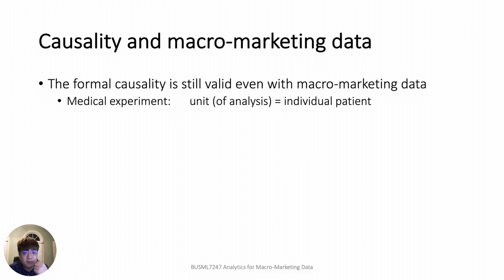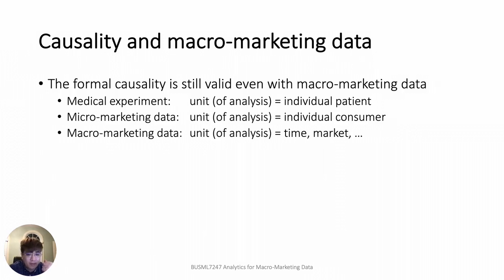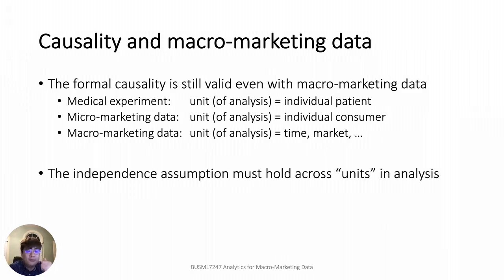That is, the full causality is still valid even with macro marketing data. In the medical experiment example, the unit of analysis is an individual patient. In micro marketing data, the unit of analysis becomes an individual consumer. In macro marketing data, the unit of analysis is time, market, country, and so on. But even with macro marketing data, the independence assumption must hold across all units in analysis, as in the price discount problem, in order to accurately infer the causal effect.